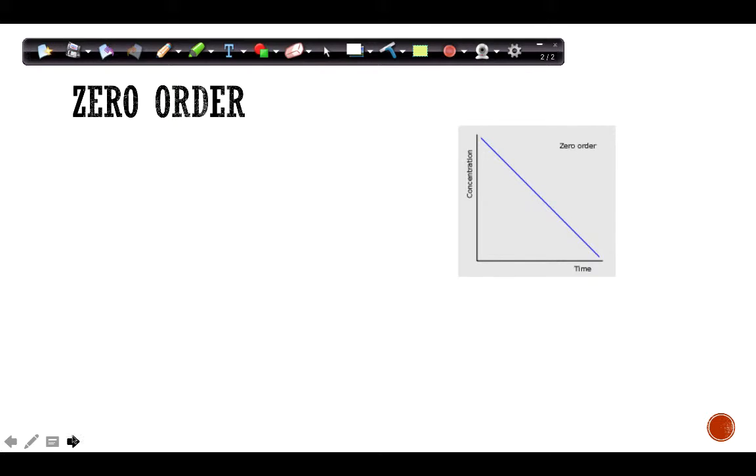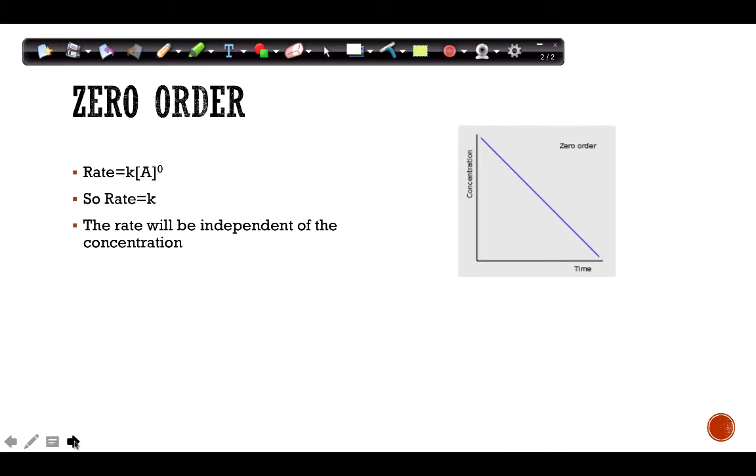A zero order reaction would look like this for the rate law. It would be to the 0 power, and if you take anything to the 0 power, you get 1. So essentially the rate is equal to the constant, little k. If it's zero order, you can increase the reactant and nothing would change the rate. Normally, if you increase the reactant, you should see an increase in rate, but you're not going to see that with zero order reactants.